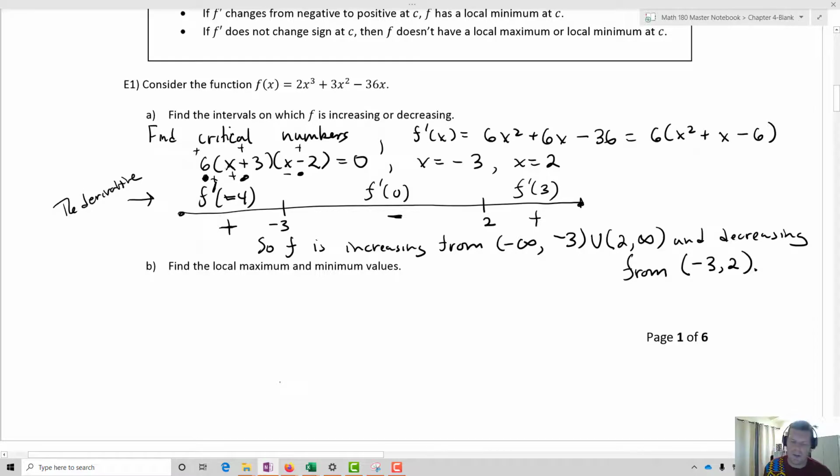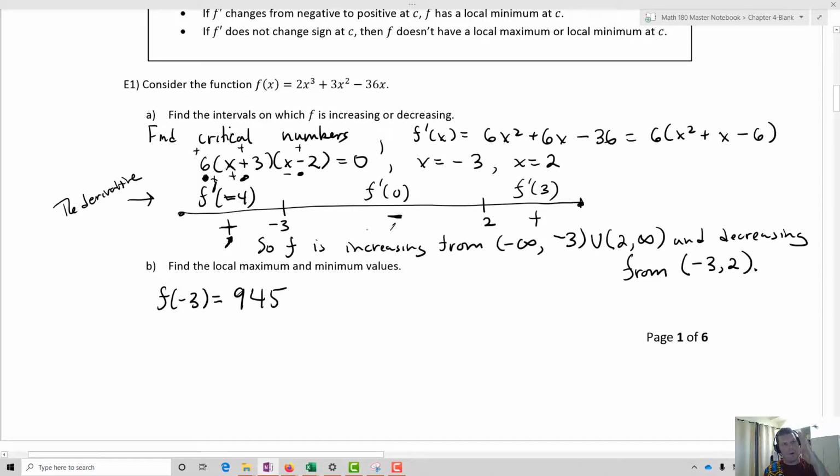Now, find the local minimum and maximum values. Well, all I've got to do is notice I've got f of negative 3, which is going to give me 945. And we know that that's going to be a local maximum because we've got plus to minus. So the derivative shifts from positive to negative around negative 3.